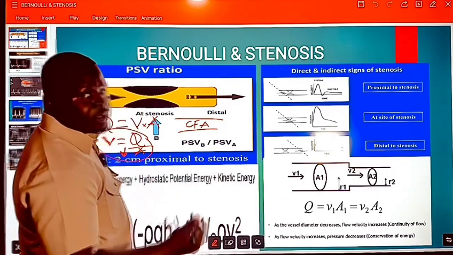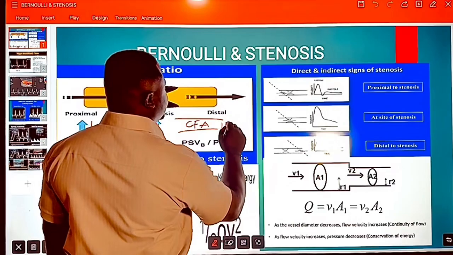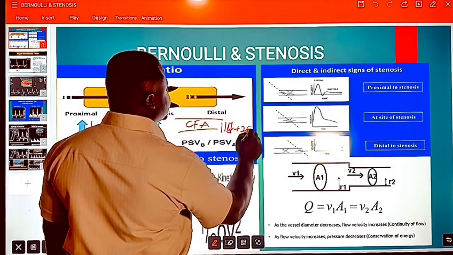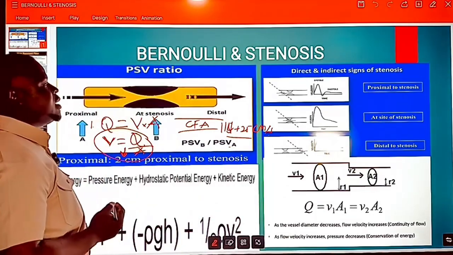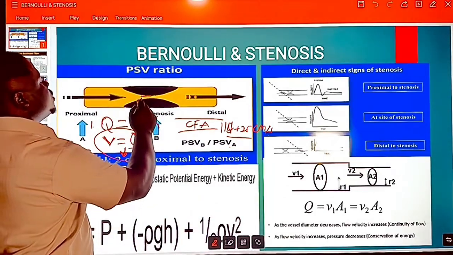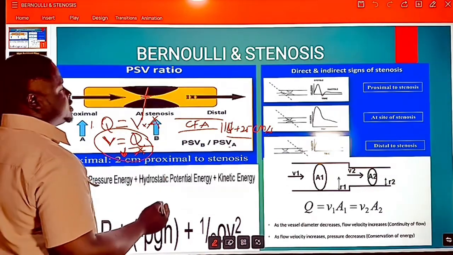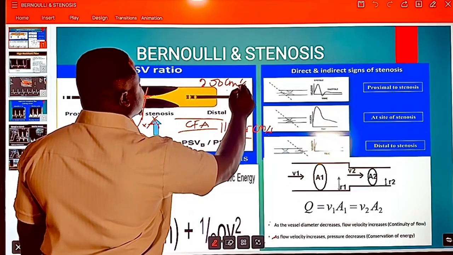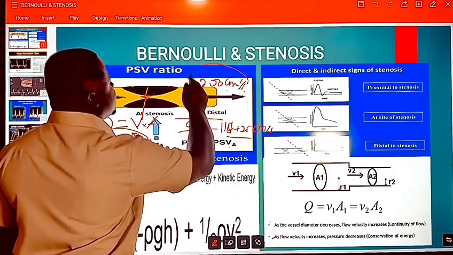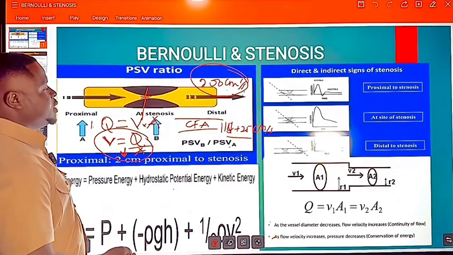So if, let's say, it is a common femoral artery, where we know the velocity to be 114 plus or minus 25 centimeters per second, and you place your sample gate here and you get a velocity of, let's say, 200 centimeters per second, it should tell you that there's a problem going on. Are we getting it?